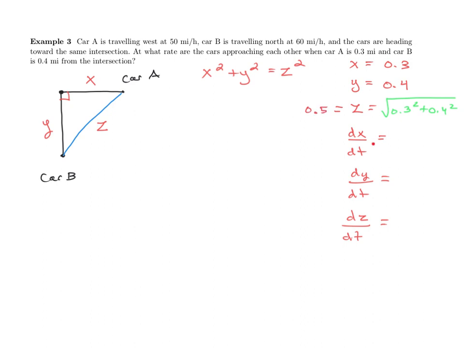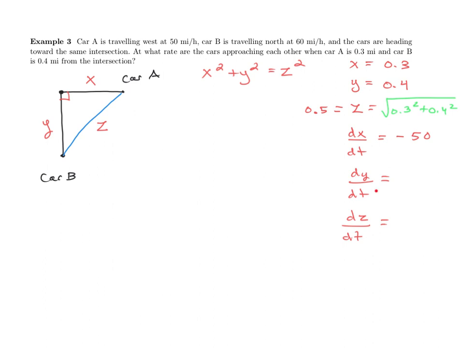Now, do we know dx/dt, dy/dt, and dz/dt? Well, we're told car A is traveling west at 50 miles per hour. So if this is x, then 50 must be dx/dt. But I have to be careful. It's actually negative 50. And why is it negative 50 and not positive 50? X is decreasing in size, so I'll associate this negative with it as well.